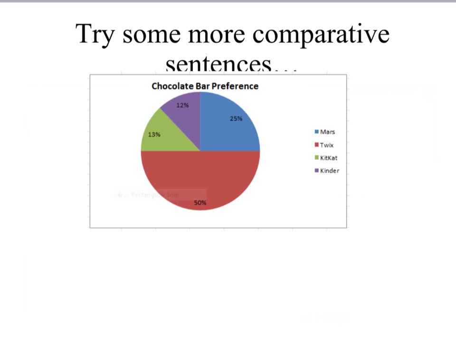Try some more comparative sentences. I could say that less people prefer Mars than Twix. I could also say that Twix was more popular than both Kit Kat and Kinder.